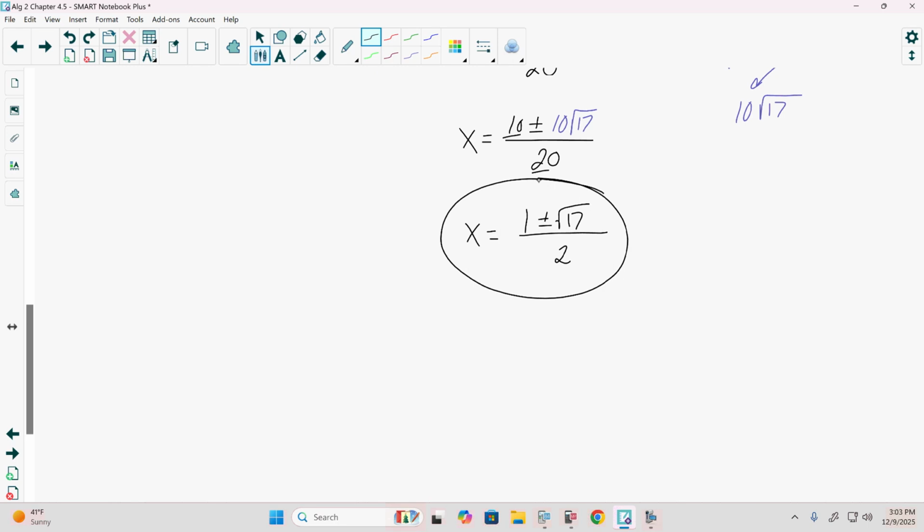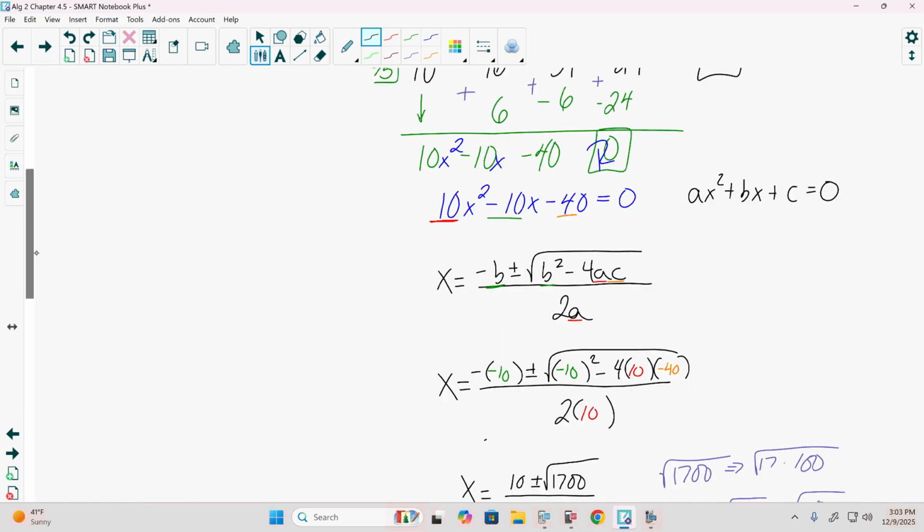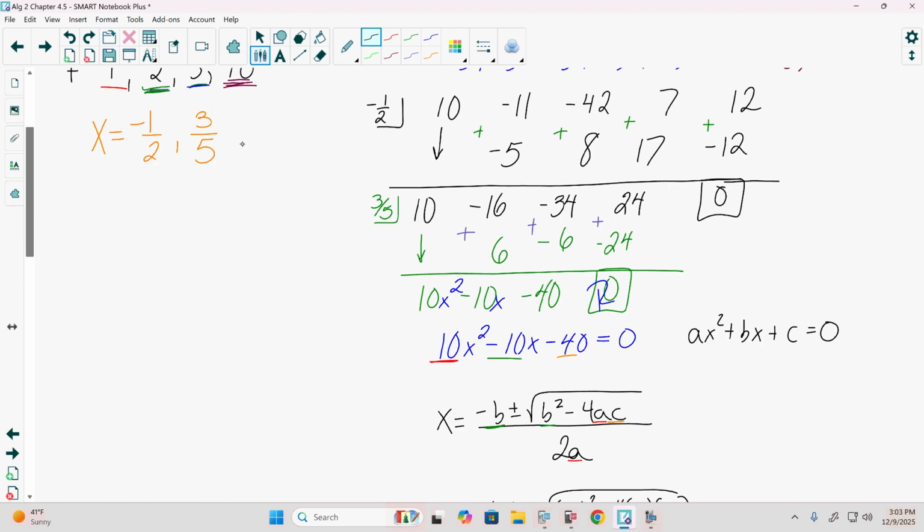Now, there are 2 answers there because we're looking at 1 plus the square root of 17 over 2 and 1 minus the square root of 17 over 2. So those are the only other 2 answers. So there we have all 4 solutions for this here. Questions on this here?